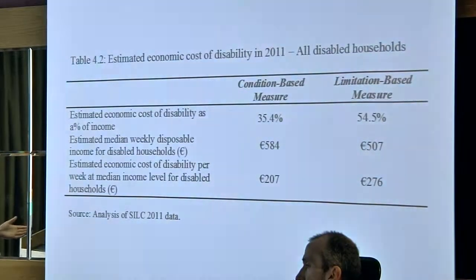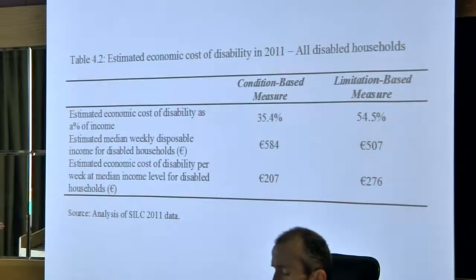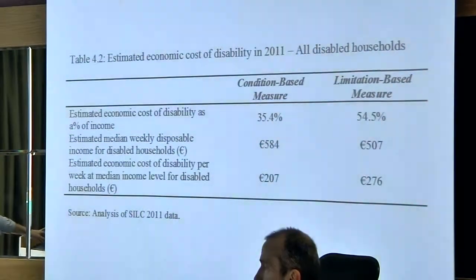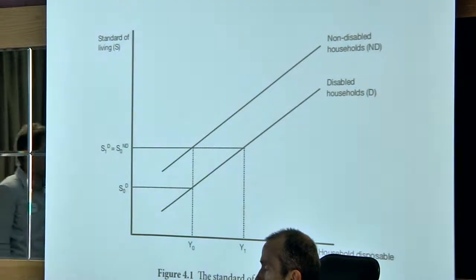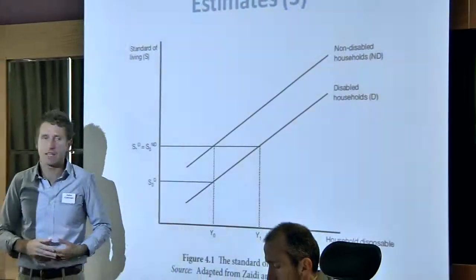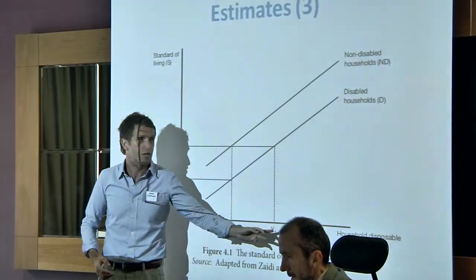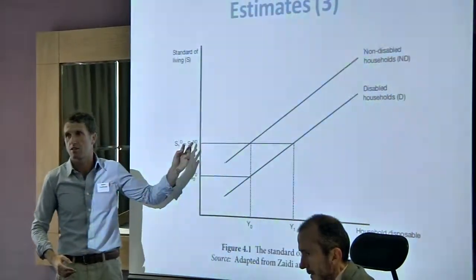Basically, what we find in our analysis is, if we use the condition-based measure, we find the estimated cost of disability is about 35% of weekly income. If you were to take the average weekly income for a disabled household, which at the time was 584, what that implies is the estimated economic cost of disability using this approach is 207 euros. So going back to my diagram, we'd start off with some average income of 584. What our approach is finding is you would have to give the disabled household an extra 207 euros to bring it up to the same standard of living as a non-disabled household.